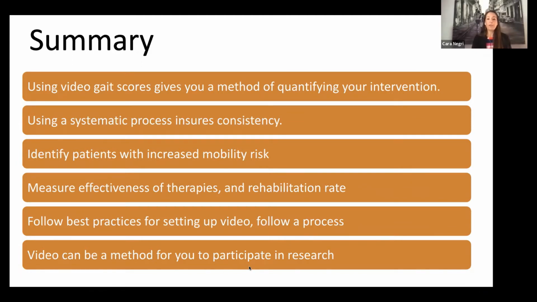And also it's a method for you to participate in research. So our clinic is participating in research by taking our videos and scoring them and also comparing them to TUG scores and other measures that we're looking at. So we're using it as a part of our outcome measures protocol so that we can show our community, our referral sources, how we are serving their patient population.